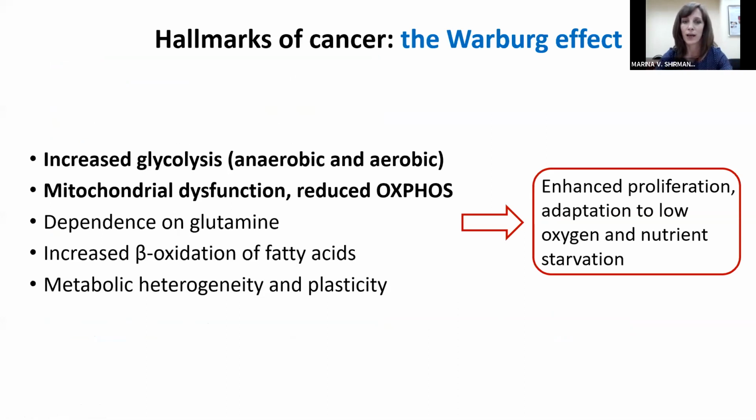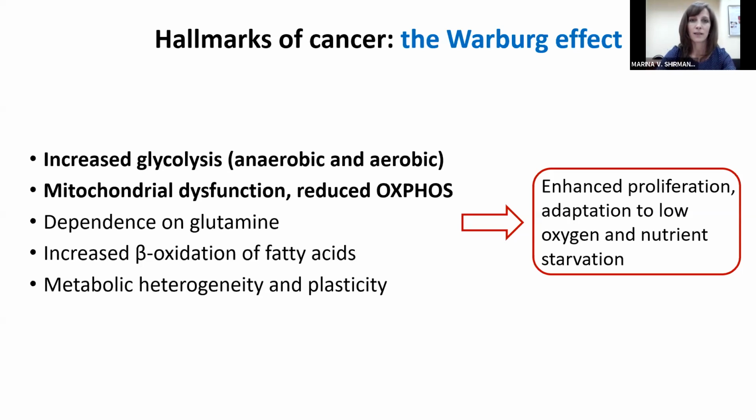One of the hallmarks of cancer is the well-known Warburg effect. According to the classical view on cancer metabolism, cancer cells, unlike normal cells, have an increased level of glycolysis, both anaerobic and aerobic. At the same time, mitochondria can be defective, and so a reduced level of oxidative metabolism, oxidative phosphorylation, is often observed in cancer. But later on, I will show you that this is not an exclusive rule for cancer to have increased glycolysis compared to normal tissues.